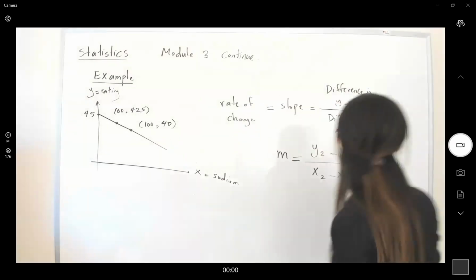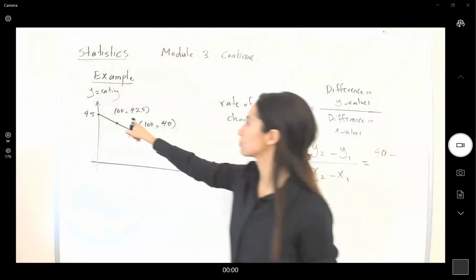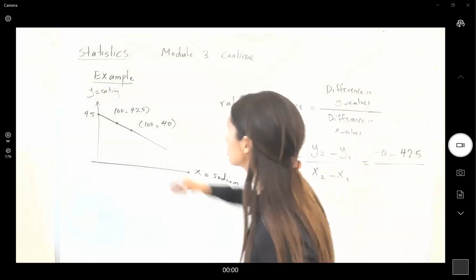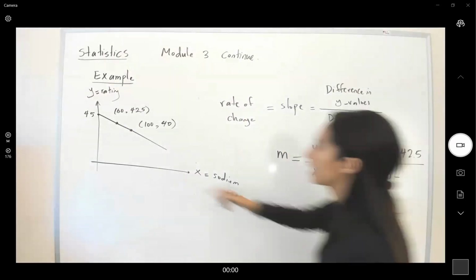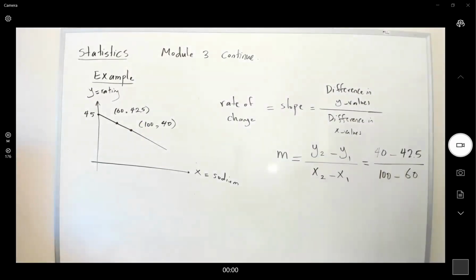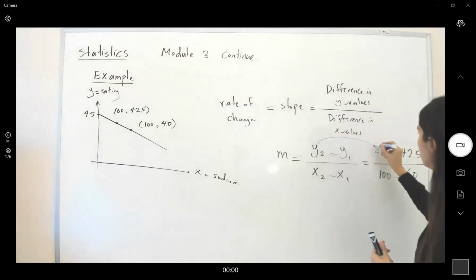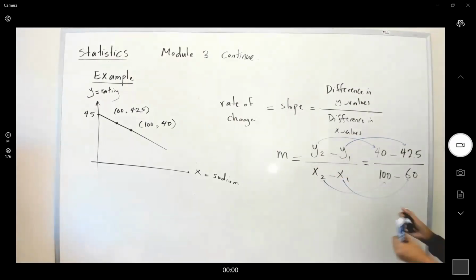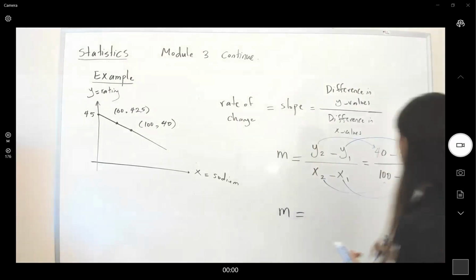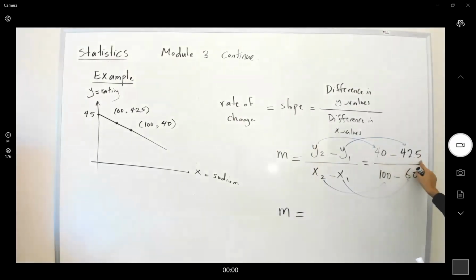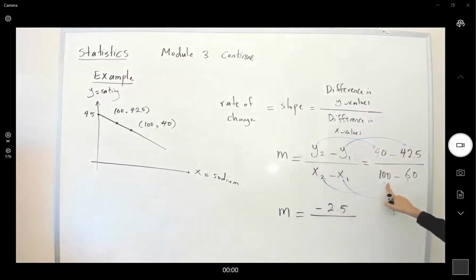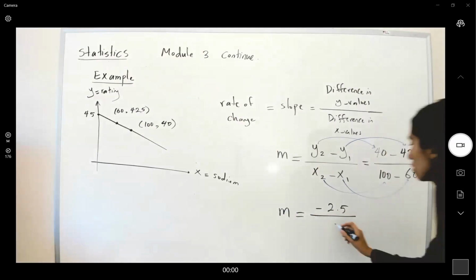What is y2? y2 is 40 minus y1, which is 42.5, divided by x2, which is 100, minus x1, which is 60. So y2, y1, x2, x1. Let's do the calculation. Slope of the line is equal to 40 minus 42.5, which is negative 2.5, divided by 100 minus 60, which is equal to 40.